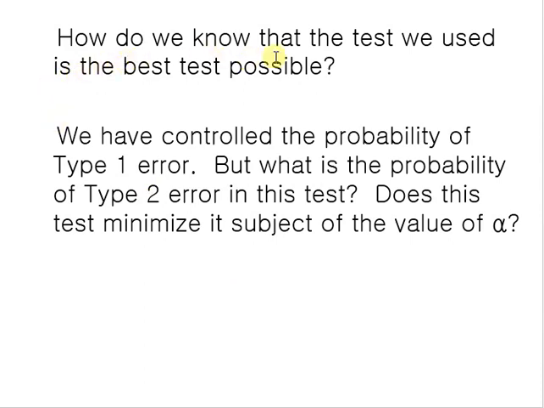How do we know that the test we use is the best test possible? We have controlled the probability of type 1 error, but what is the probability of type 2 error in the test? Does this test minimize it, subject to the value of alpha?